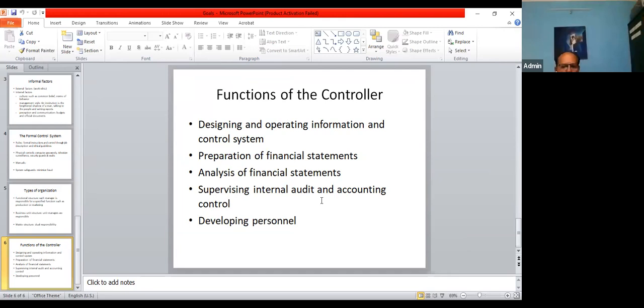Then the next one is supervising internal audit and accounting control. You have to have some audit to check whether things are properly used by employees, or whether there is wastage of material. That internal audit has to be done by the controller, because one controller alone cannot control the entire organization. So he has to divide his job among different people. That is known as delegation of authority. Do you know the meaning of delegation of authority?